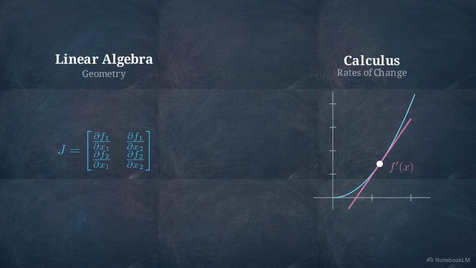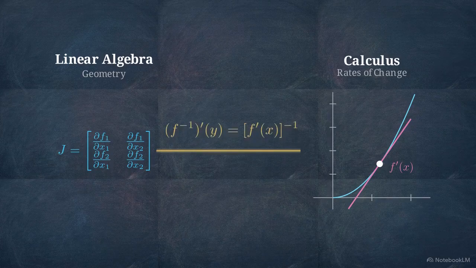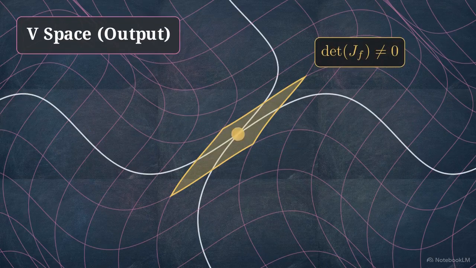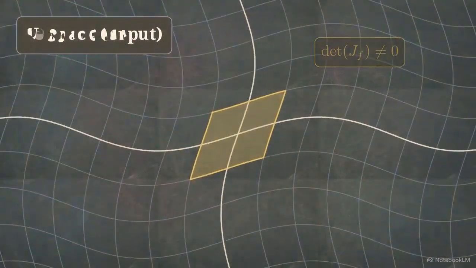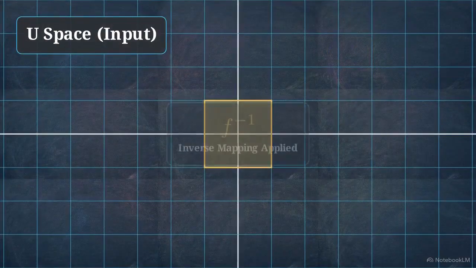The inverse function theorem serves as the definitive bridge connecting the geometry of linear algebra with the rates of change in calculus. Proving that local linear behavior dictates multivariable reversals allows us to navigate complex systems backward.